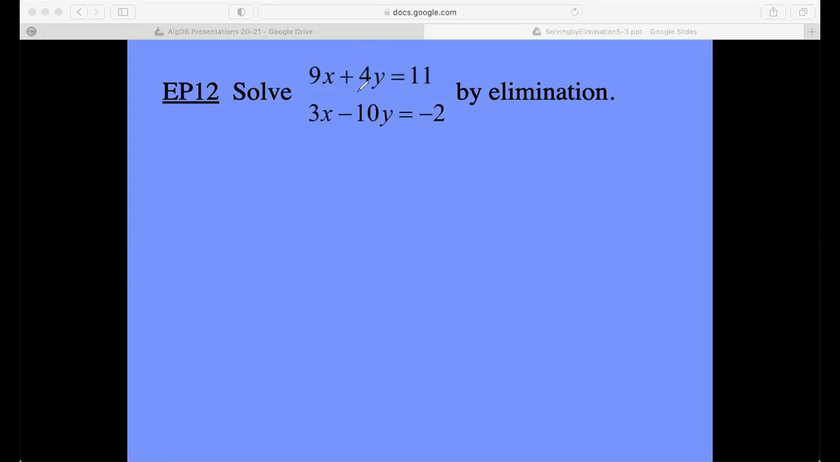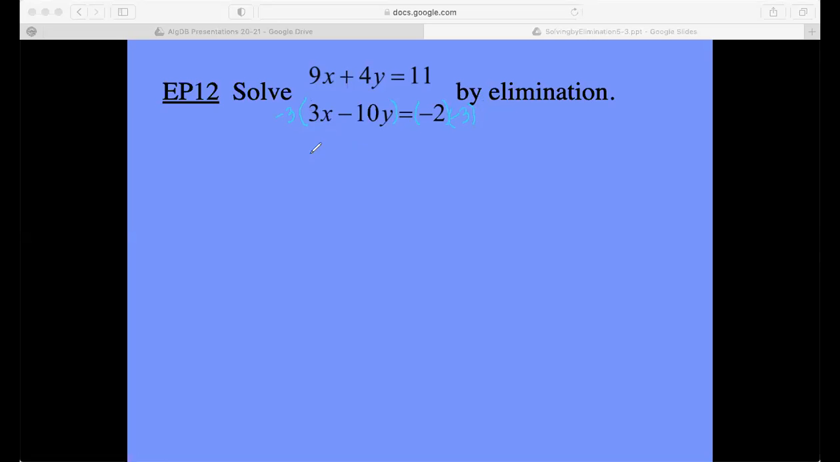So the easiest way to get opposites would be if I look at these two and I try to change this 3 to a negative 9. To do that, remember in algebra that we can do something to an equation as long as we do it to both sides. So I'm going to multiply both sides of this equation by negative 3. Remember, this is the multiplication property. I can multiply both sides of an equation by a number. As long as I do it to both sides, it does not change the value of the equation.